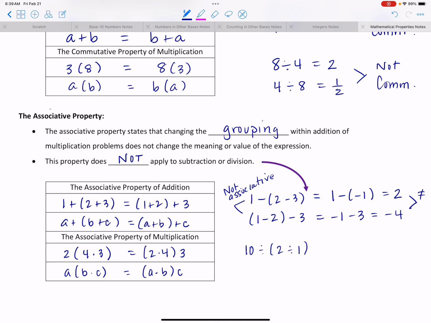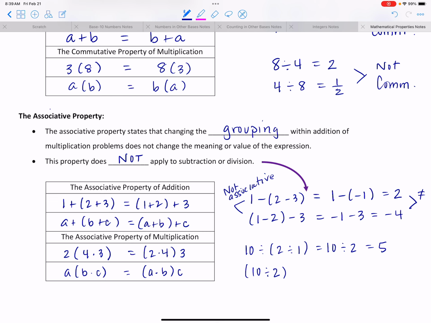So with this group, 2 divided by 1 in the grouping would be 2. And then if I take the 10 and divide it by that 2, then I end up with 5 for an answer. Or if I take my 10 divided by 2. Oh, maybe I chose a not good example here because it actually works out. So I guess this is a teachable moment here.